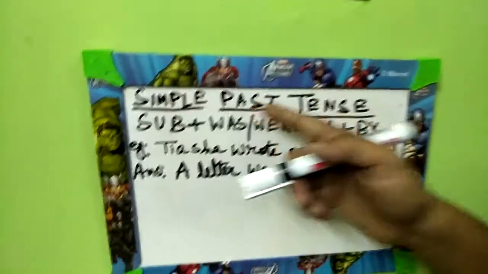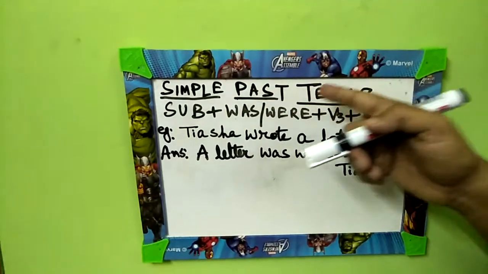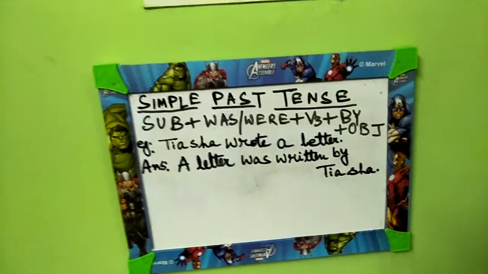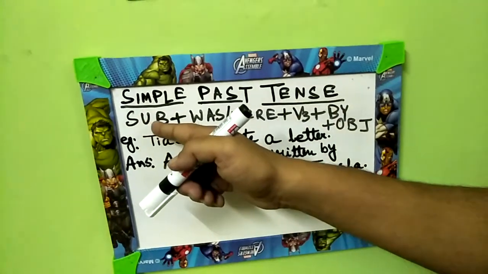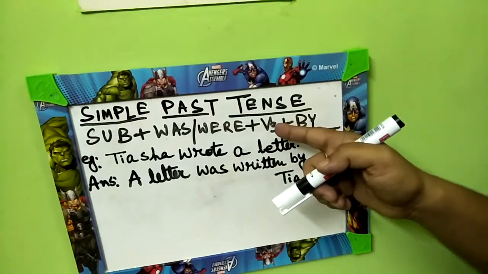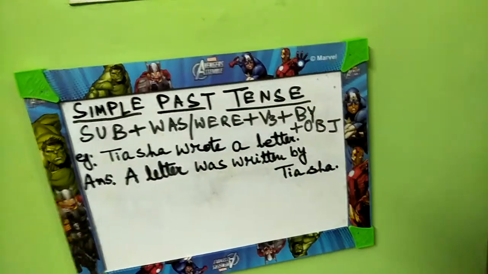Now, how to change the voice of a sentence from active to passive if the sentence is in simple past tense? If the sentence is in simple past tense, then how to arrange the sentence in passive voice? Subject plus was/were plus V3, means the third form of the verb, plus by plus object.